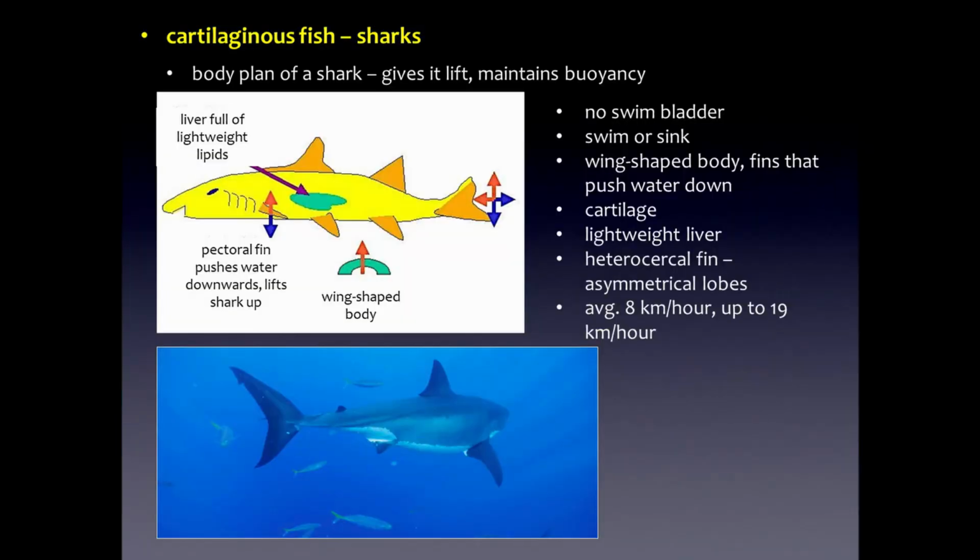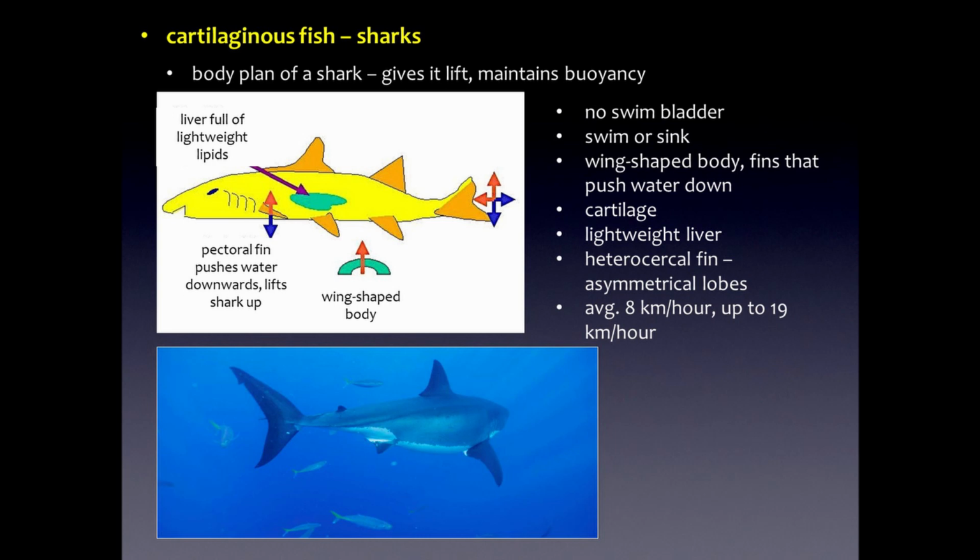Sharks as we commonly think about them. So most of the common sharks, or what you picture in your mind when you think of a shark, have body plans that make them ideal for moving through the water swiftly and efficiently. Most shark species don't have a swim bladder. Instead, they have a liver filled with lightweight fats, lipids that help them maintain buoyancy.